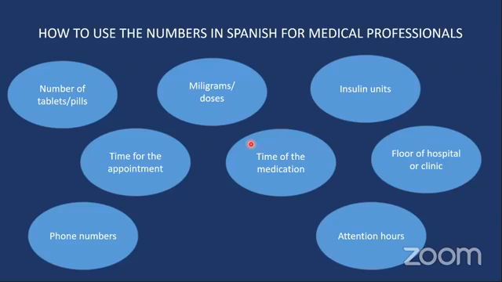So how do we use the numbers in Spanish for medical professionals? We use them to describe how many pills we have to take, the number of tablets or pills, the milligrams or doses of the medication, the insulin units that we are advising to our patients, maybe the time of the appointment that we are waiting for the patient, the time of the medication, the floor of the hospital or the clinic where some department is located, the phone numbers of our offices or colleagues or other appointments like physical therapy, radiology, and so forth, and the attention hours of our clinic. So let's start.